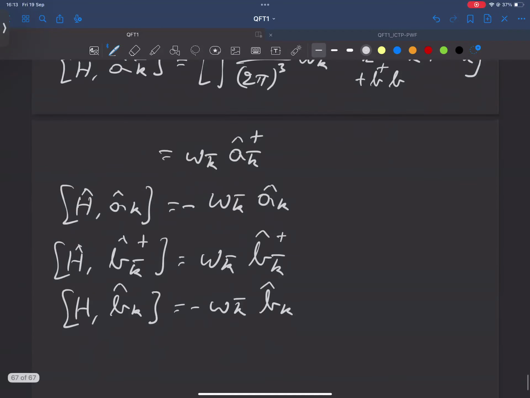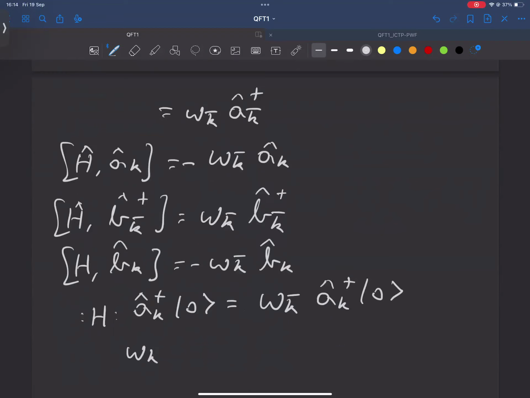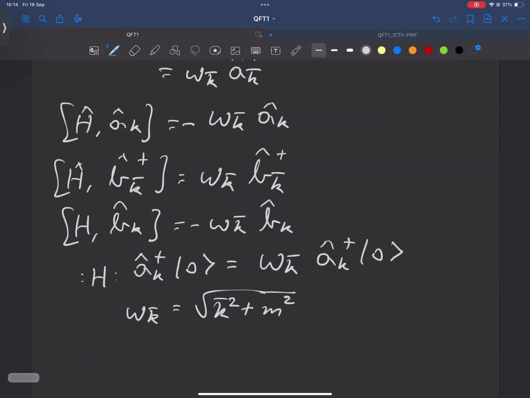So this means that if we act on a state with this, you can show that you will get an energy of omega K, where this omega is the one we had seen, the square root of K square plus M square. Okay. And similarly for the B. So this means that we have created a particle.